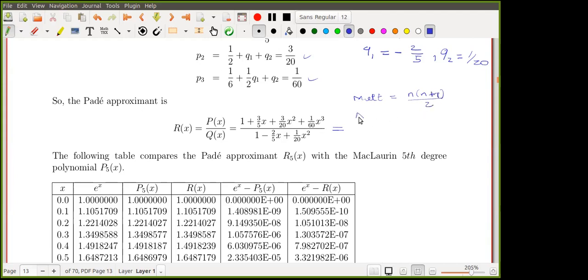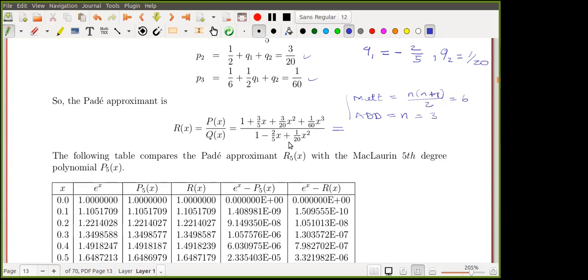And the number of additions is exactly n. So since our n here is 3, it will be 6 multiplications in total in the numerator, because this will be 4 over 2, 2 times 3, 6. And here we have 3 additions for the numerator only.